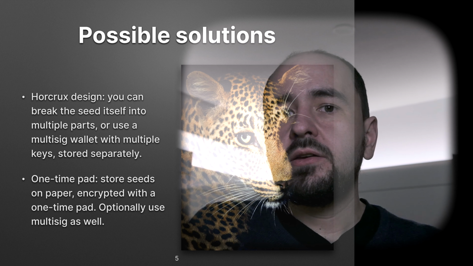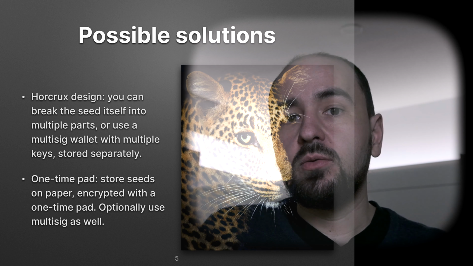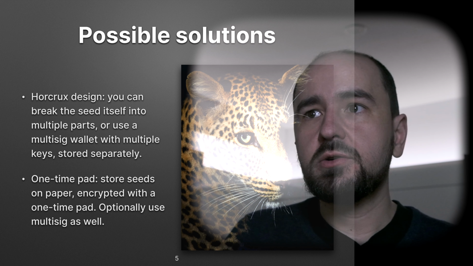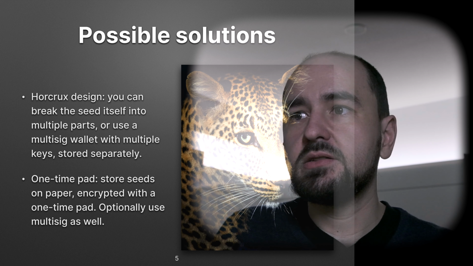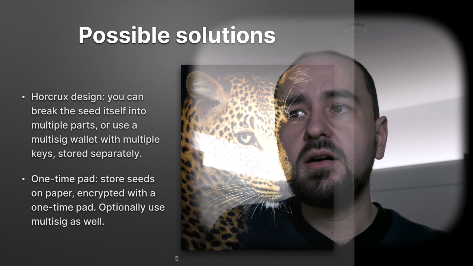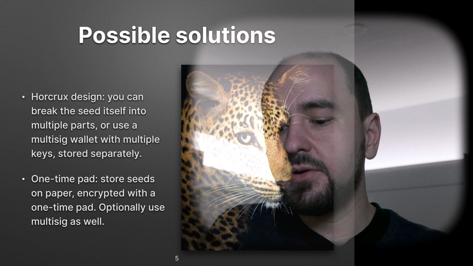But alternatively, you can use a one-time pad to back up your seed, right? So a one-time pad is just a simple way of encrypting stuff. And the nice thing about this is that it's pretty simple, it's straightforward. You can still use multisig with a one-time pad. So for example, you can have a 2 of 2 multisig wallet.